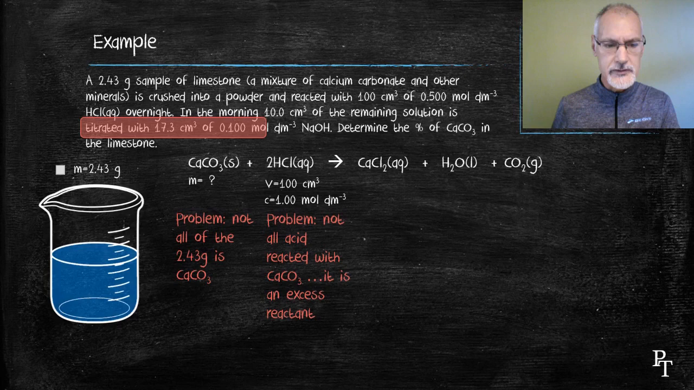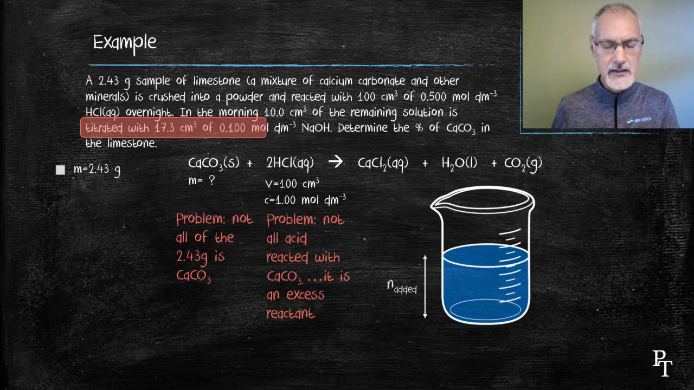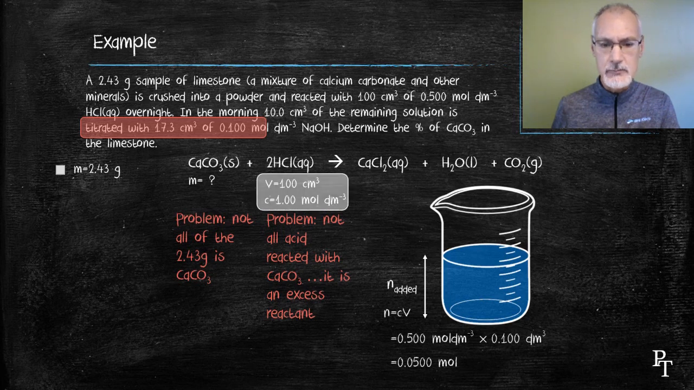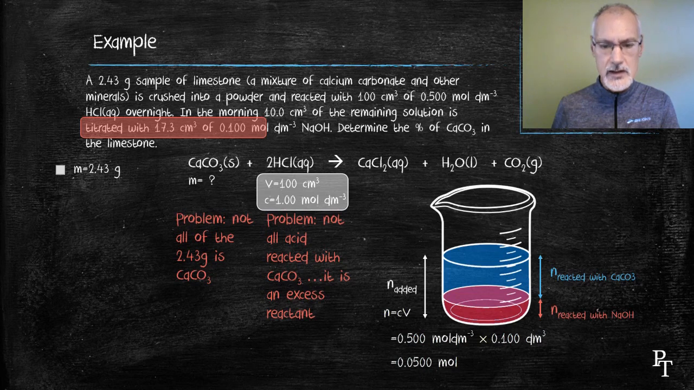Let's take a closer look at what the job of the acid was. Now, that acid essentially had two jobs. First off, I'm going to determine the moles that I actually added. By using that concentration and volume, I used 0.05 moles of hydrochloric acid. As mentioned, that acid did two jobs. Part of the job was to react with the calcium carbonate. That's what I need to know. And some of it reacted the next morning with the sodium hydroxide. What I'm going to do in the next slide is take a look at how much reacted with the sodium hydroxide.